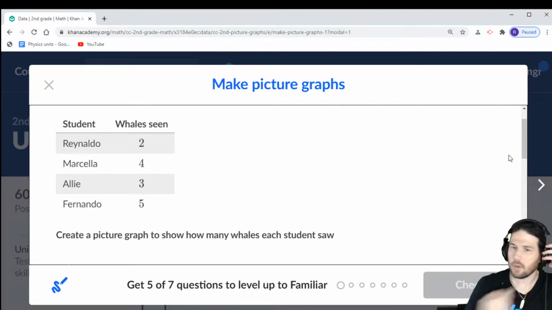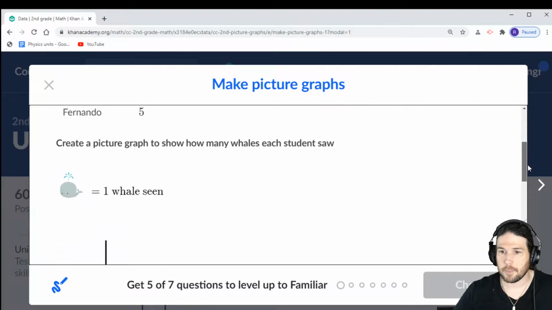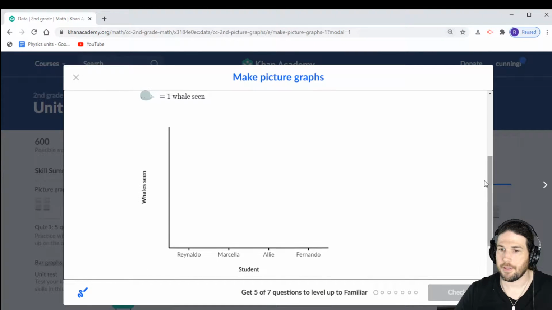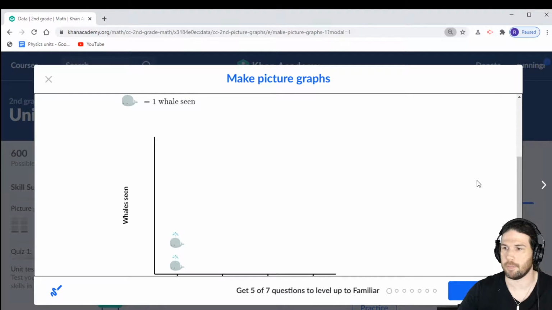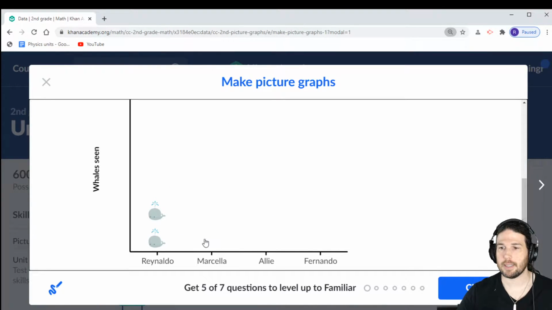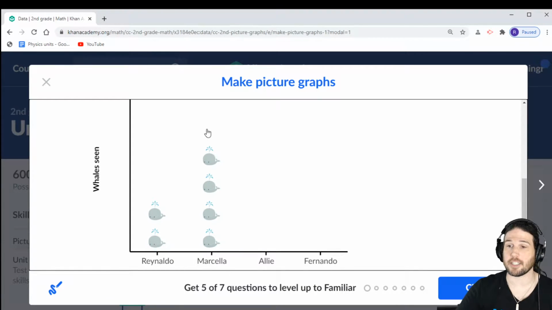So we're gonna have, let's see, for Ronaldo, that is 2 whales for him, yeah? It's a bar graph with pictures. It's nice and easy, I hope. Marcella saw 4, so I'm going to go 1, 2, 3, 4. I just clicked at the spot where I thought it would be 4. If I clicked too high and got 5, that would be fine. I could just click on the 4, bring it back down to where it belongs.